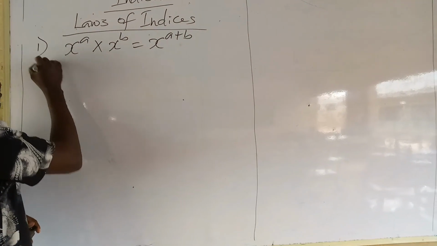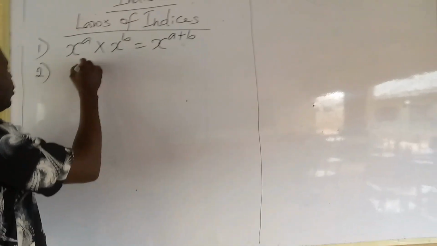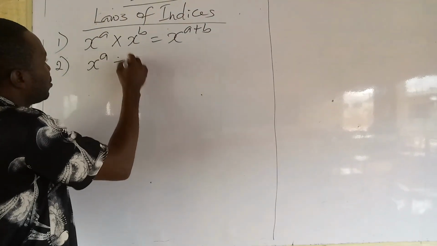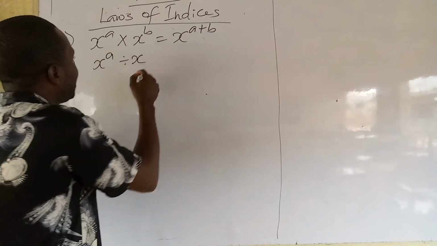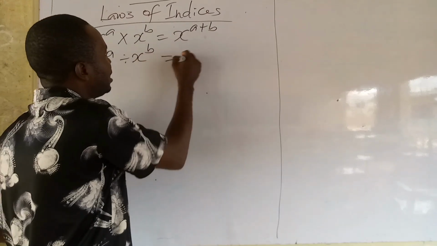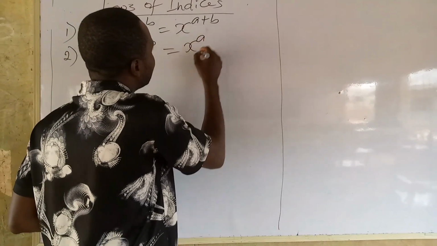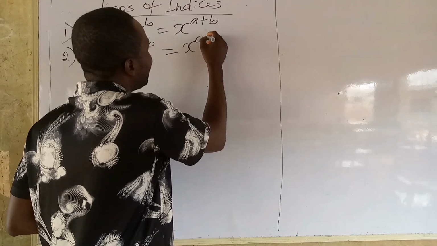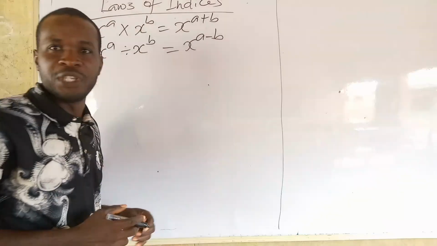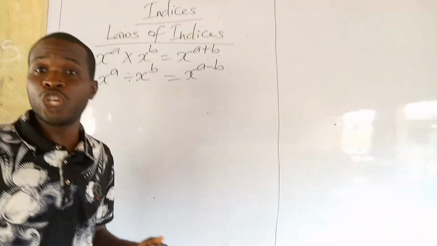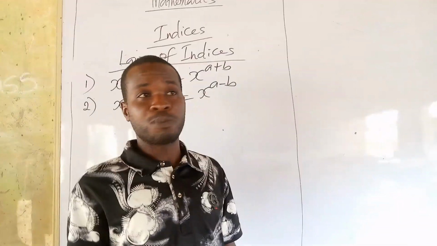Let's go to the second law. Now, if the multiplication is changed to division, x raised to power a divided by x raised to power b, in indices, it is said that it's going to be x raised to power a minus b. So the addition will be changed to subtraction.